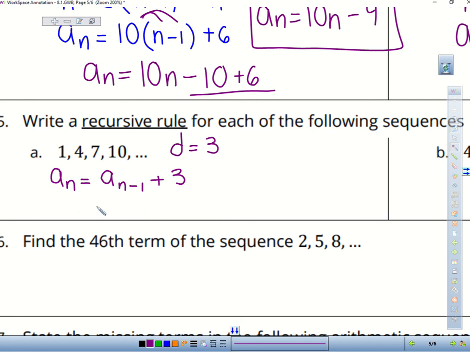So if I wanted to know the 5th term, I'd have to know the 4th term, right? To take the 4th term and add the common difference to it. Wait, can you explain what a sub n minus 1 is? Yeah. That's one less than the term you want to know. So if you want to know a sub 5, you have to first know one less than that, a sub 4, right? If you take the 4th term and add the common difference to it, wouldn't that give you the 5th term? Yeah. So that's what that formula is stating.